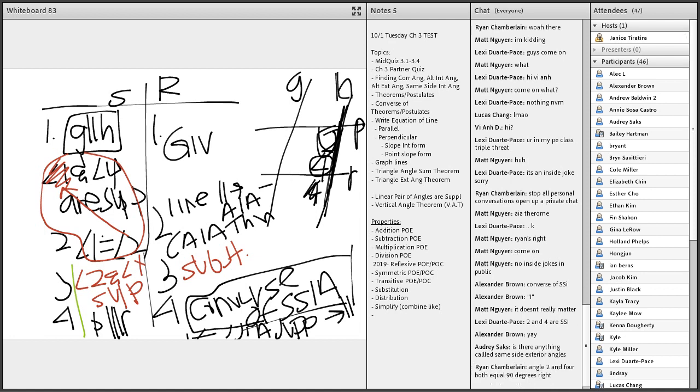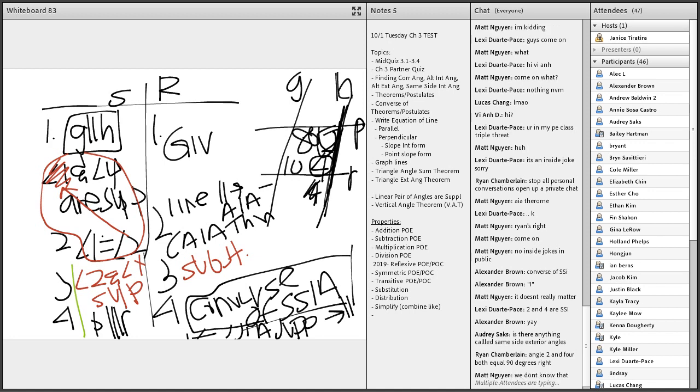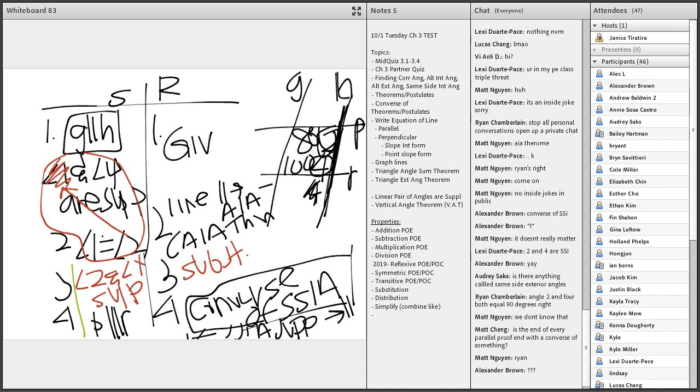Okay, same side. There is an alternate version, but we don't use it. It does exist, but we don't use it. Angle 2 and angle 4 both equal to 90 degrees? We don't know that for sure, because angle 2 could be like 80 and angle 4 100. We don't really know for sure.